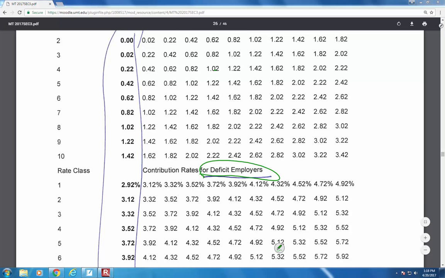So this is what I get all the time. Where did my number come from? Where did my SUTA rate come from? My friend who owns an architect firm, her rate's 1.2%. Why is mine 4%?